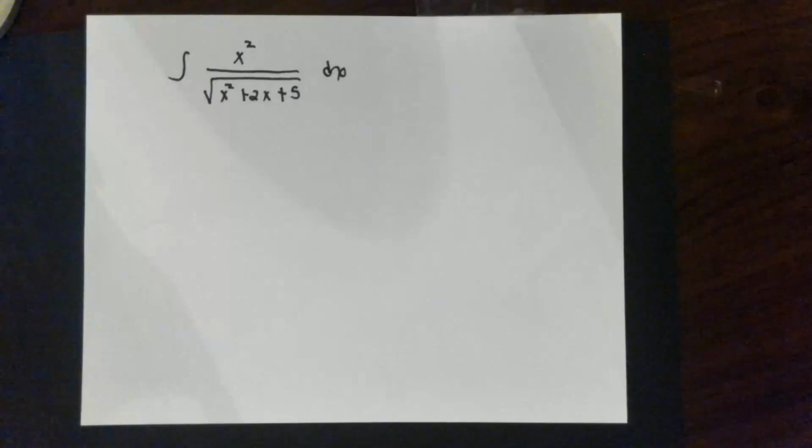And lastly, for this second short video, I'd like to look at the integral of x squared over radical x squared plus 2x plus 5 with respect to x. If it's not immediately obvious, think back to what we did in the preceding video, and the thought was that we would complete the square. So let's give that a try.